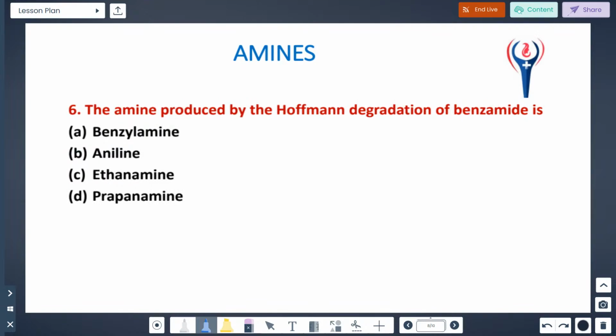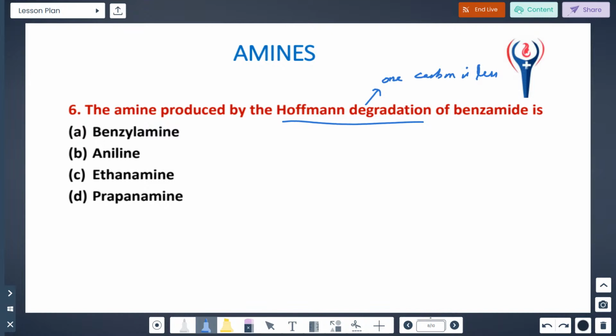Next one. The amine produced by Hoffman degradation. Very important name reaction. Degradation means one carbon is less. D means removal, like dehydration, decarboxylation, dehydrogenation. So here one carbon is less when compared to the reactant. Just remember this.